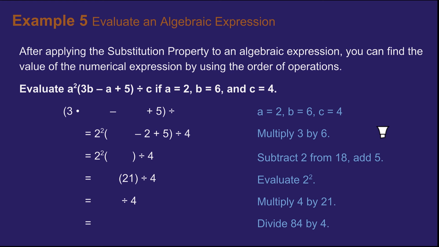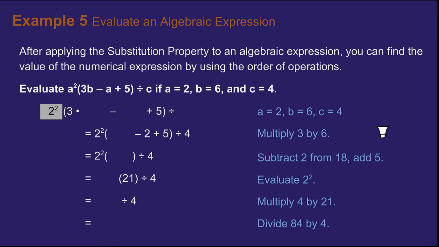So evaluate a to the second power times the quantity 3b minus a plus 5, divided by c, if a equals 2, b equals 6, and c equals 4. So for this, we're going to go through and substitute in each value where the variables were. I'm going to start with a. Anytime there was an a, I'm going to plug in the number 2.